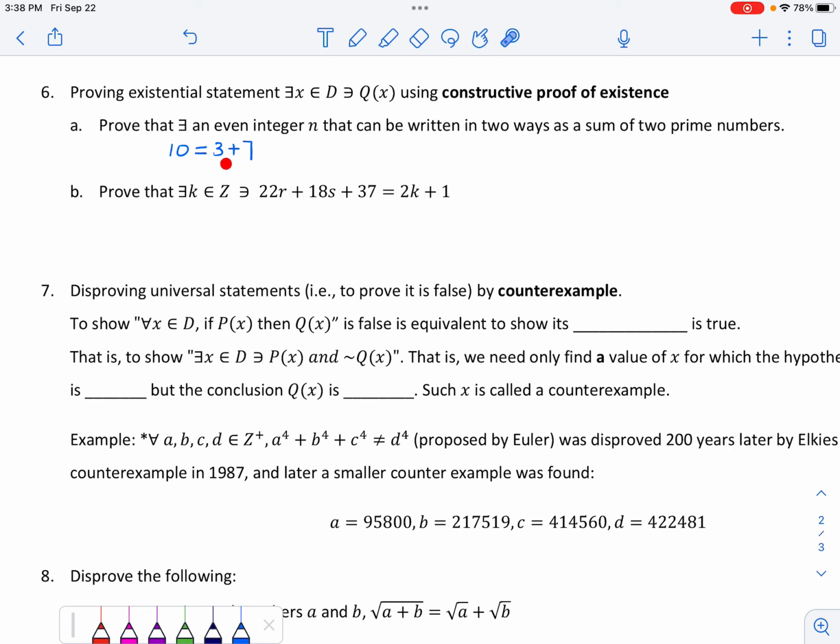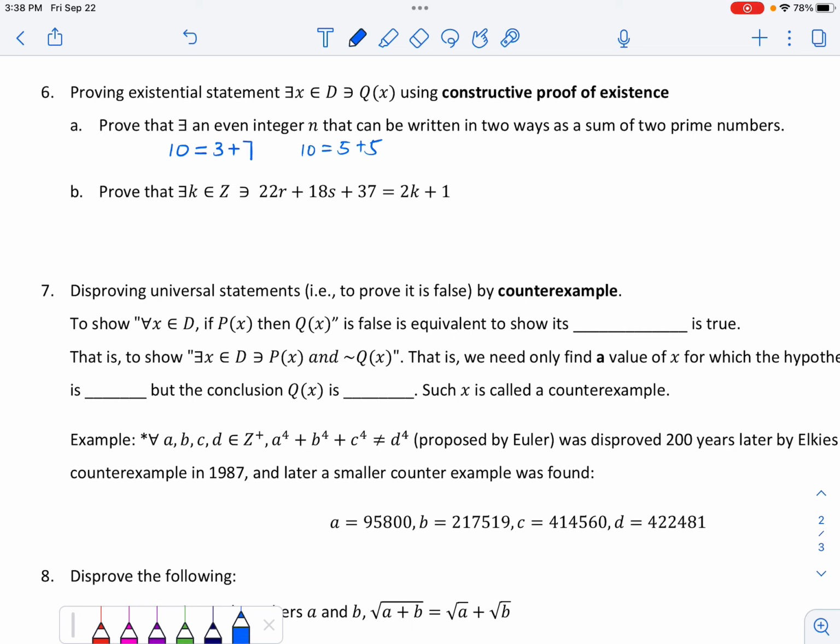Both 3 and 7 are prime because for 3, the only way to write it as a product is 3 times 1. For 7, it is 7 times 1 or 1 times 7. So they're both primes. And you can certainly see that 10 is also equal to 5 plus 5. 5 is a prime, so it's a sum of two prime numbers, right? Even though it is repeating, it's certainly two prime numbers. So therefore, this constitutes the proof of this statement.